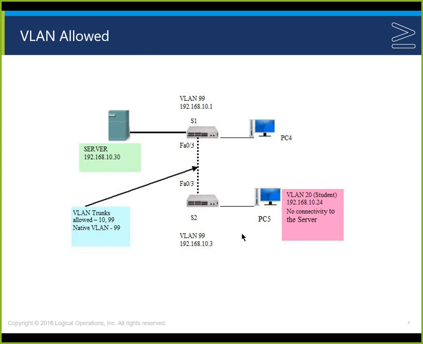VLAN allowed, and this is just an image here that says VLAN trunks allowed 10, 99, the native VLAN 99, so we've changed the native VLAN on this thing. And VLAN 20, the student has no connectivity to the server, obviously, because VLAN 20 is not in the allowed list. It may be intentional that we don't want students to be able to get to that server. It may be a configuration error that prevents the students from getting there, but we can see with the show interface trunk which of the VLANs are allowed on the trunk.